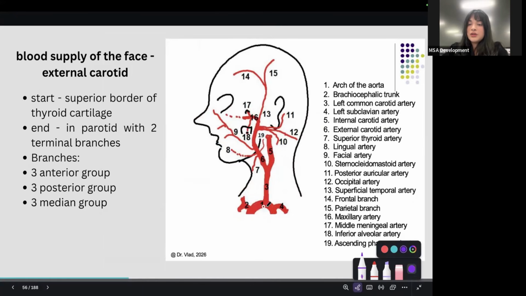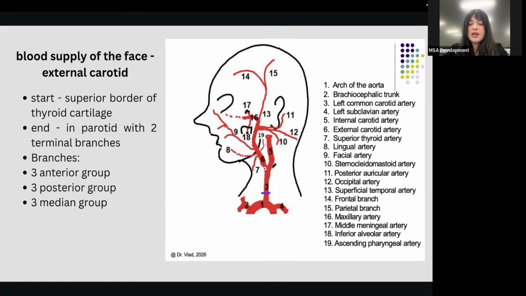Number 1 is arch of the aorta. Number 2 is brachiocephalic. Number 3 is left common carotid. And number 4 is left subclavian. So we're going to focus on number 3 right now. Number 3 is left common carotid. It goes up, it stops here.